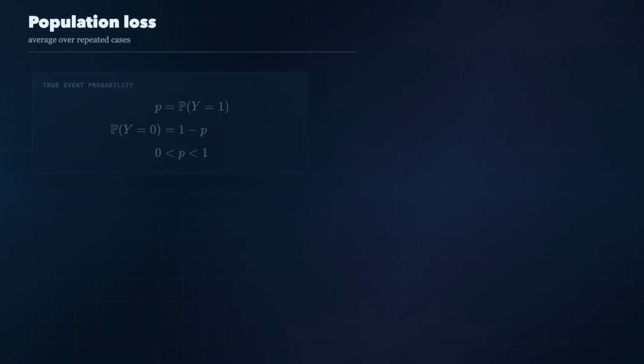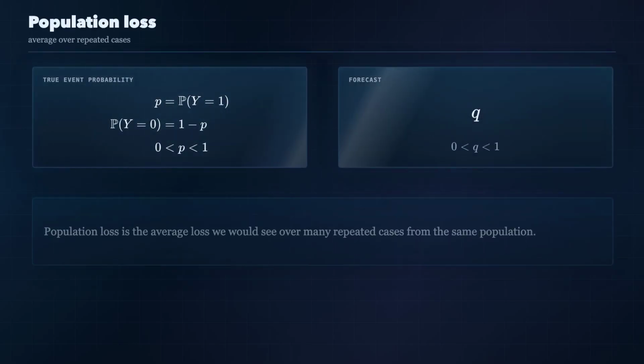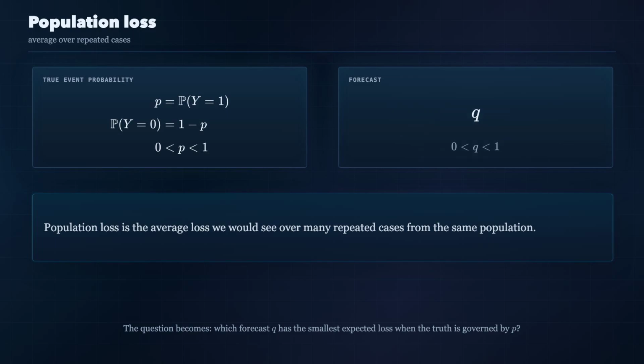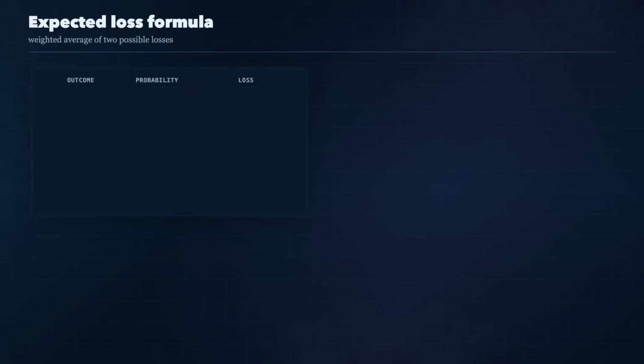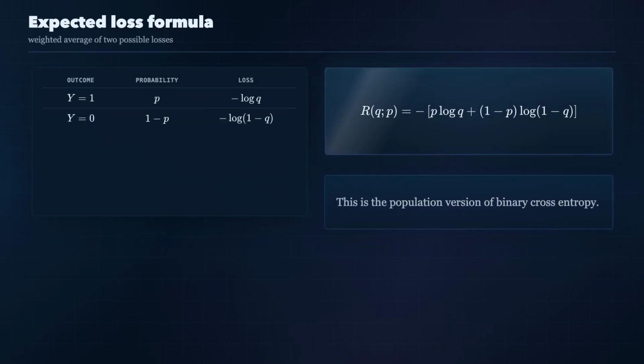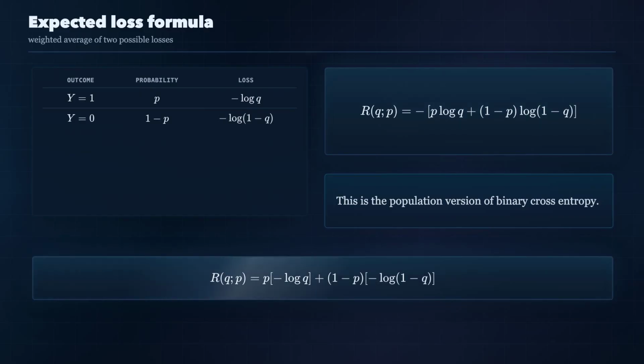Now move from a sample to the population. Suppose the true chance of the event is P, but our forecast is Q. In expectation, the event occurs with probability P and does not occur with probability 1 minus P. If the event happens, the loss is negative log of Q, weighted by probability P. If it does not happen, the loss is negative log of 1 minus Q, weighted by 1 minus P. The expected loss is the average of those two cases.